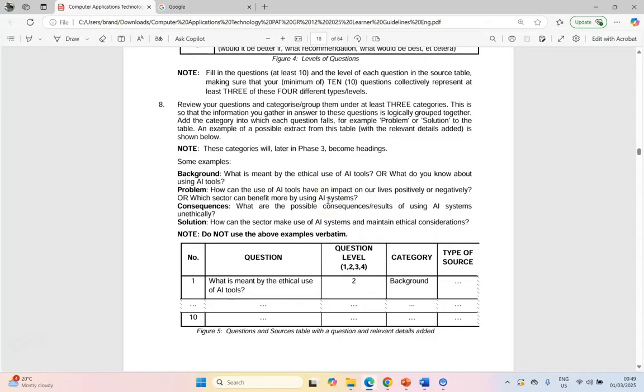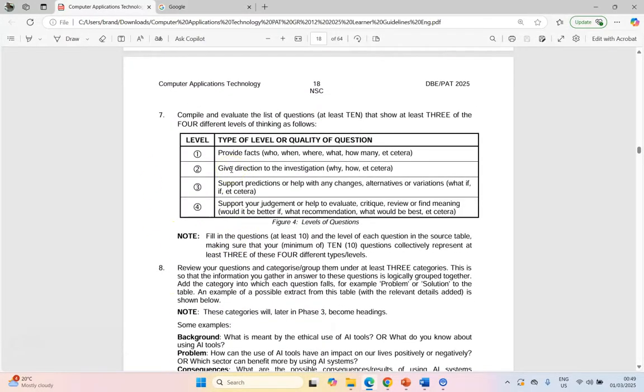Questions 2, 4, and 9 are the solutions. So it's a way of providing categories for those questions. So when we get to our report in phase 3, we can actually use that category as a heading and then use those sources that are under that category as part of the discussion. As I said, it's very difficult to understand this now because you don't know what to expect in phase 3, but that's why I'm trying to give you the tips now.